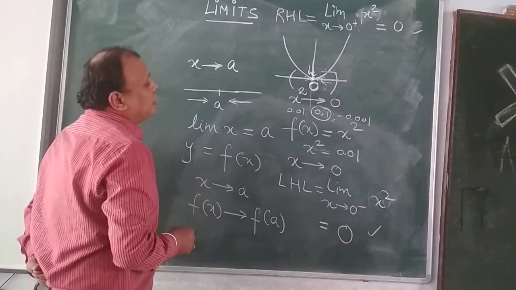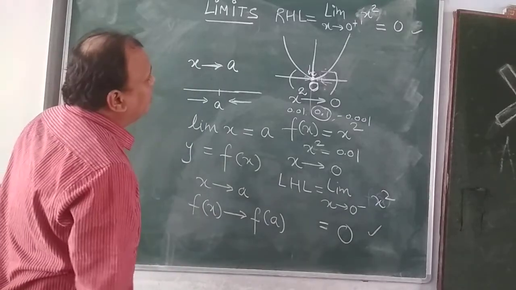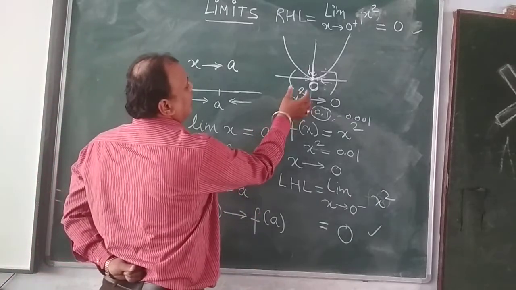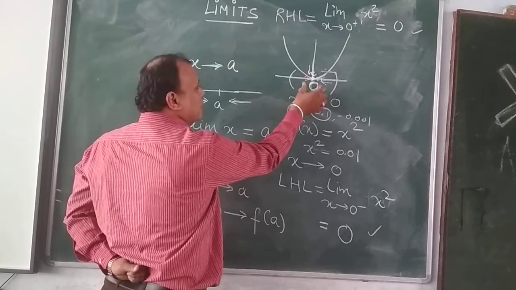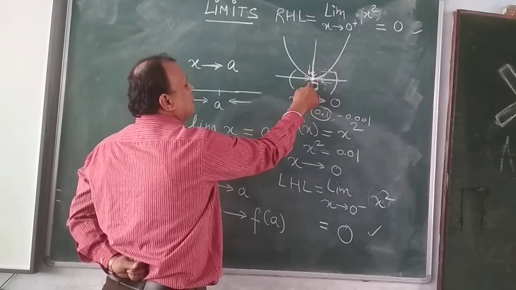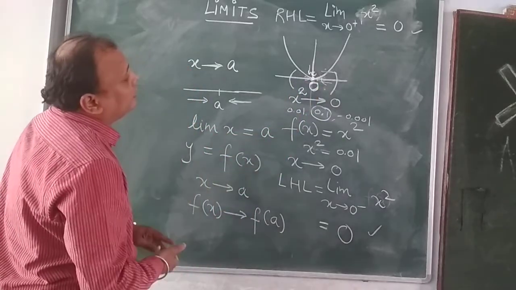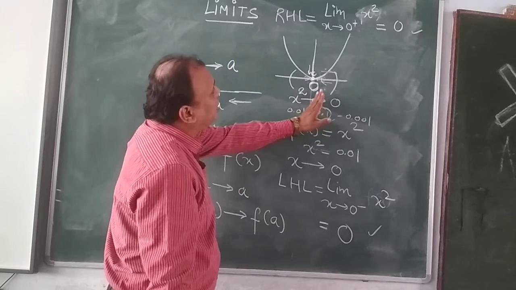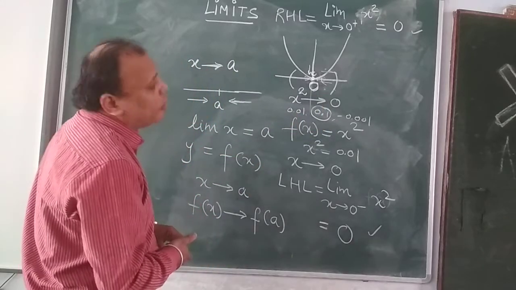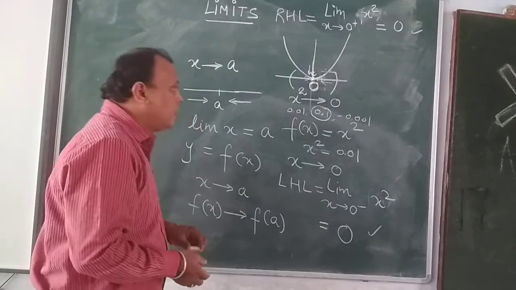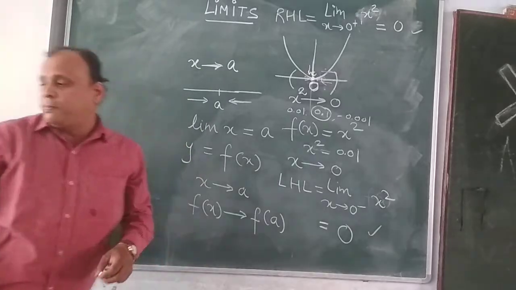Please understand, the limit of a function exists whenever the left hand limit and right hand limit of the function at that particular value of the variable are equal. If the left hand limit and right hand limit are both equal, we say that the limit of the function exists. Technically, we write this notion.